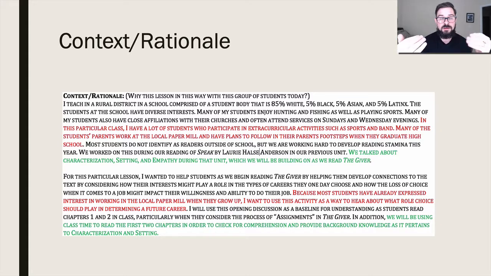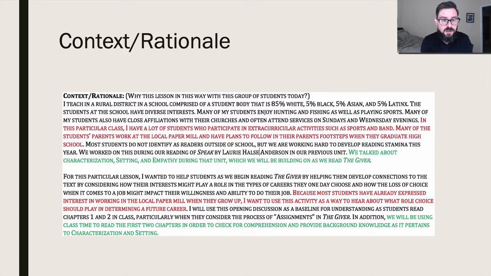But you can see in providing the context, saying we've been here and we're going to continue working on these particular skills is useful as we provide a rationale or a justification for why we're doing what we're doing. So going on to the next paragraph, this is really where my rationale can be found.